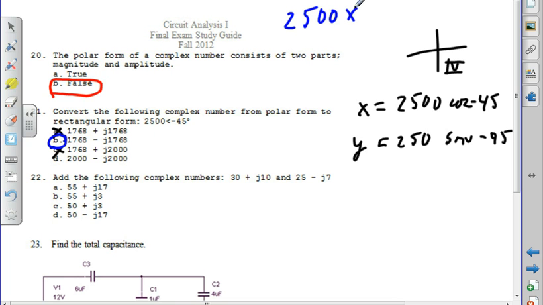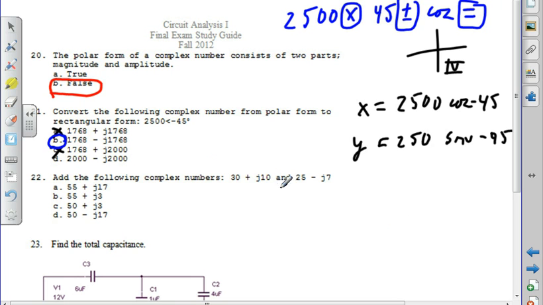2500 times 45, plus-minus key, cosine key, equal key. I could also use my polar-rectangular conversion thing in my calculator too if I wanted to do that.